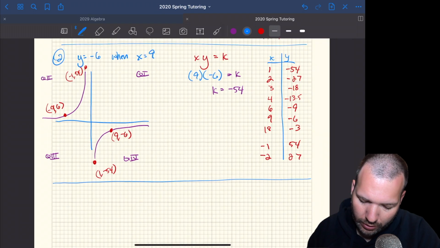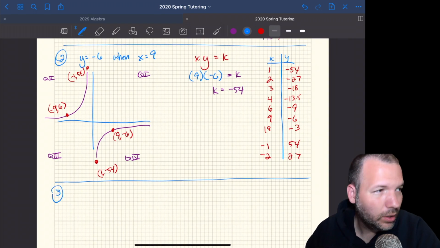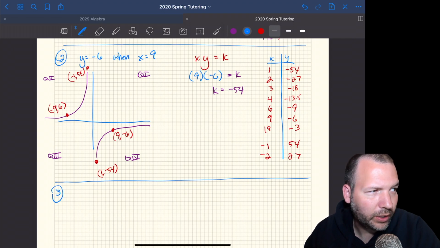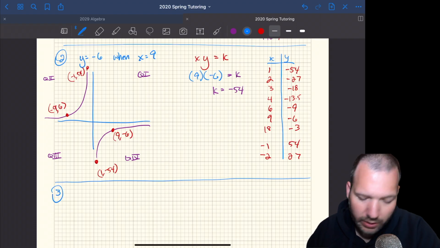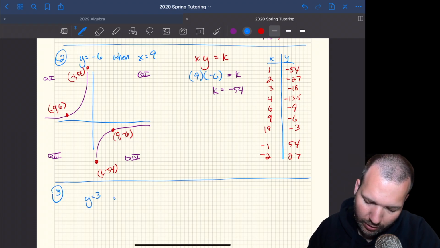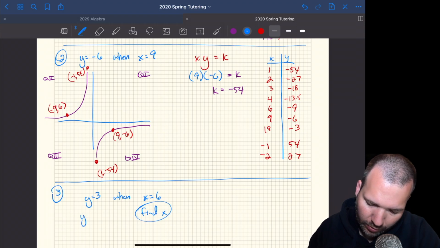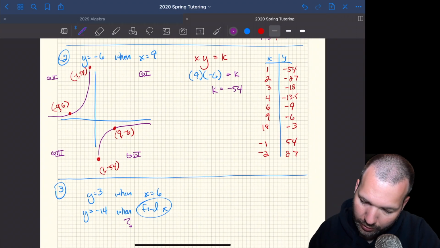And number 3. We've got if y varies inversely as x and y is 3 when x is 6. Okay, we're not going to graph this one. I don't know why we would graph this one. If y is 3 when x is 6, and then we want to find x when y becomes -14 instead, when what? We don't know.